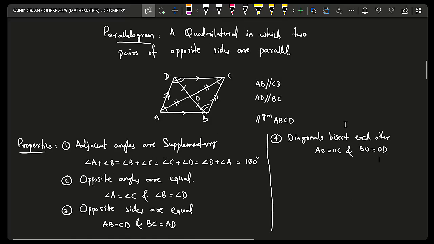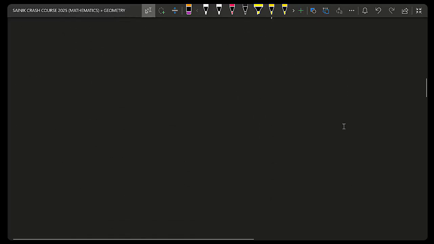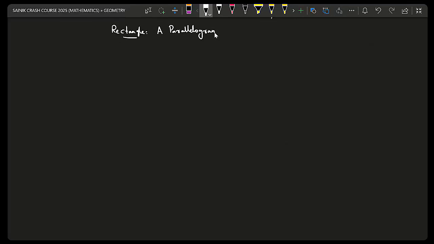And the next type we are going to discuss is rectangle. So what is a rectangle? You can say it is a parallelogram having one right angle. If a parallelogram has one right angle, automatically all the other angles become right angles. So you can see this is a rectangle.